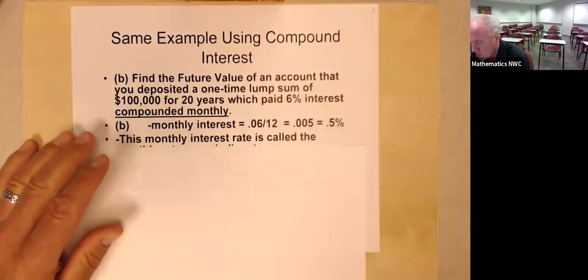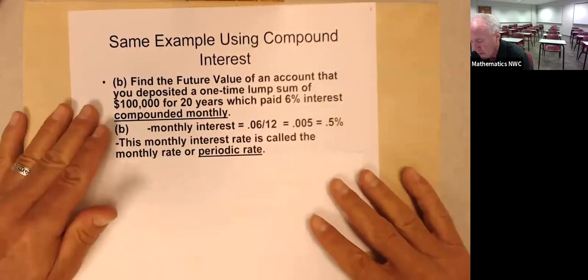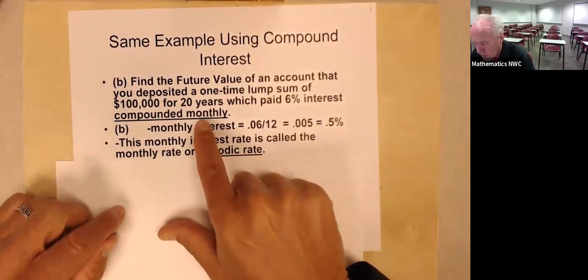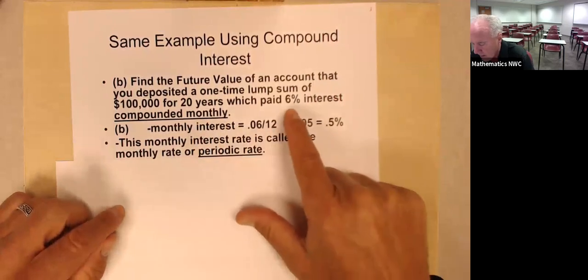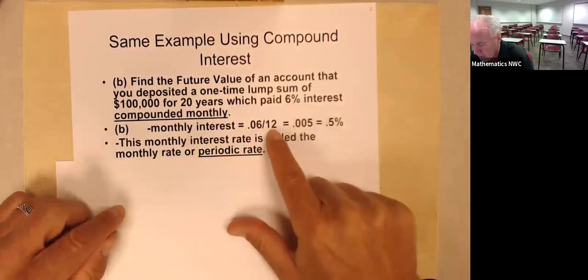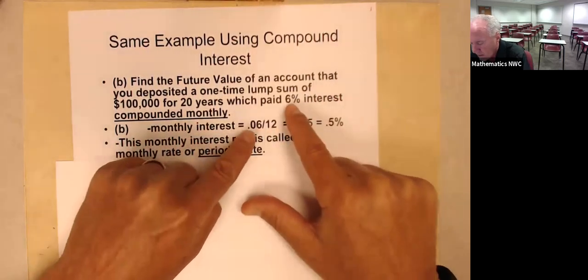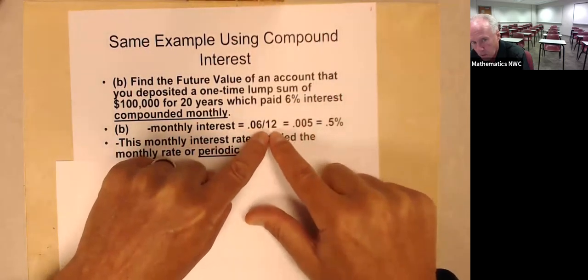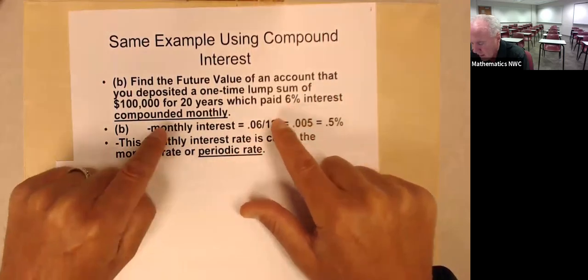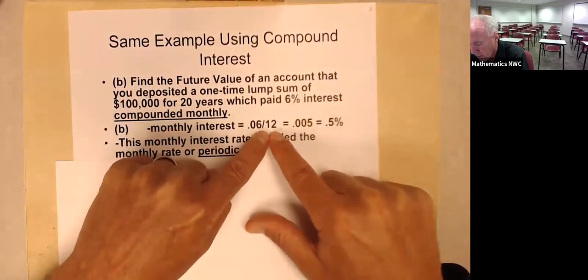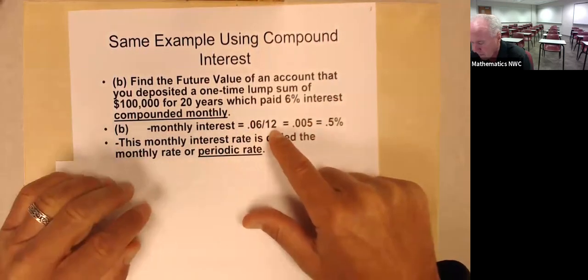This monthly interest rate is called our periodic rate, and it was determined by the fact that it was monthly. So I divided the annual rate by 12 months. Had it been compounded quarterly, I would have taken 6% divided by 4. Had this been compounded daily, I would have taken 6% divided by 365.